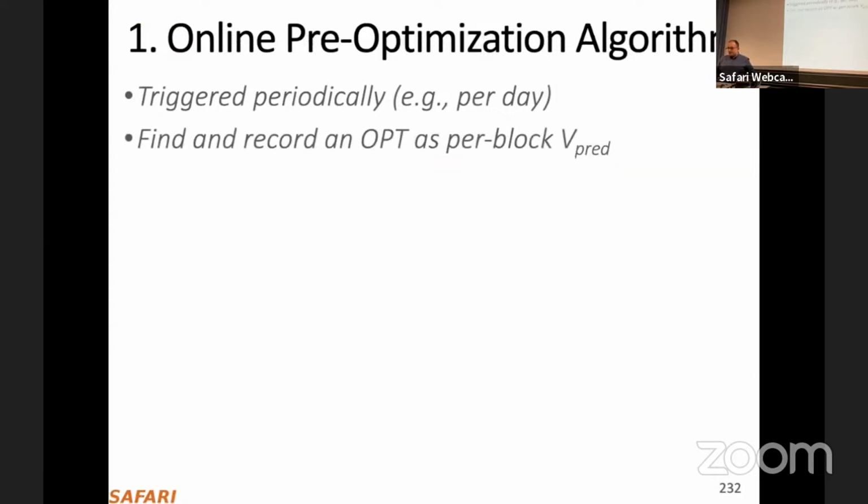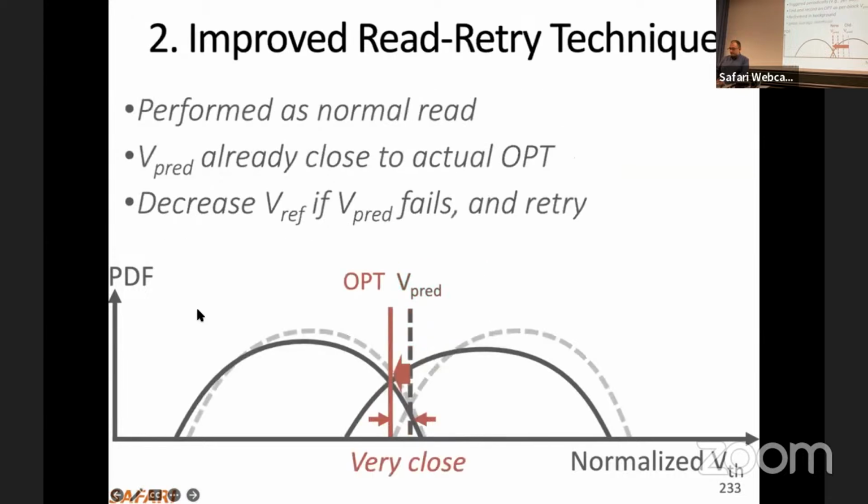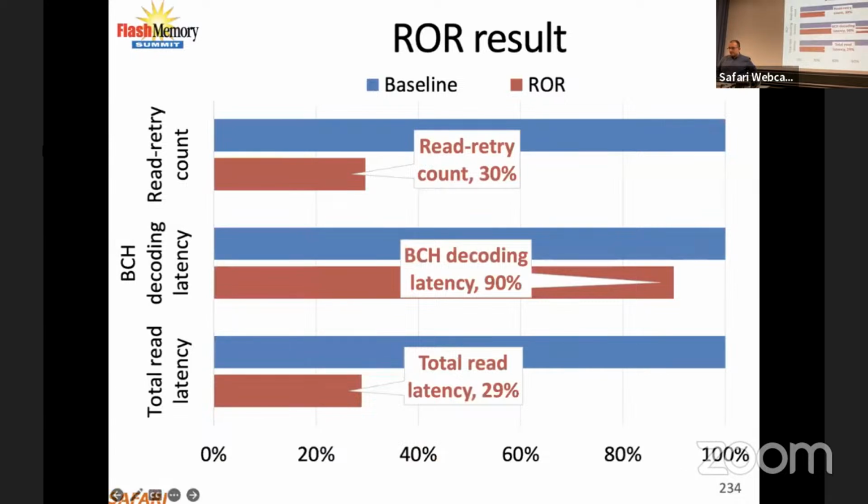This is a technique that we trigger periodically per day, and find and record an optimal voltage per block for prediction. And that can improve the read-retry technique, as you can see. With this technique, we can reduce the read-retry count by 30%, and the latency for ECC decoding has been reduced by 10%. The total read latency is now 29% lower. So you can see that we significantly improve performance for old files.